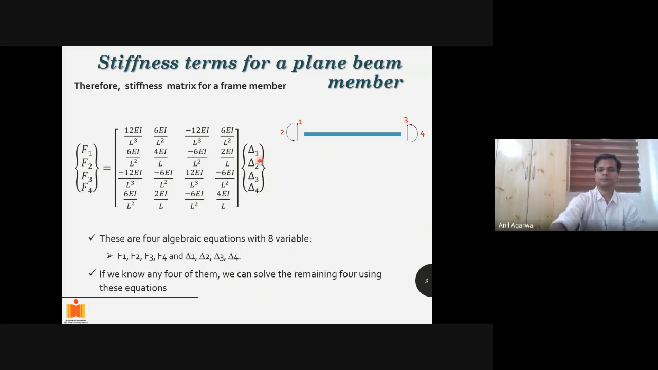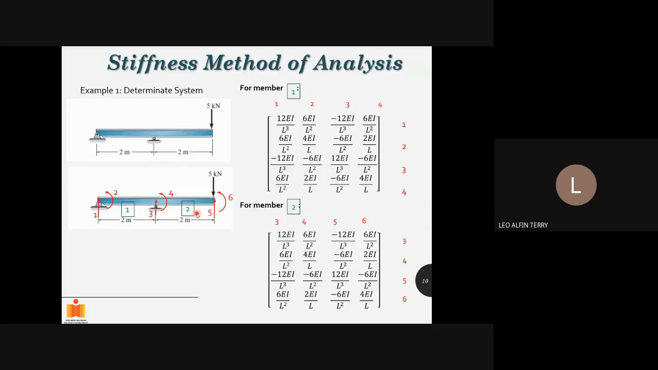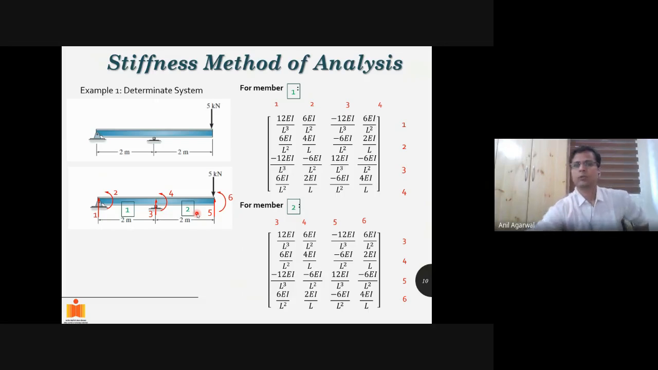Okay. Is that okay with everybody? Because these are 4 equations, we can solve only for 4 unknowns. So what we will do today is also spend some time discussing how this method is applied.